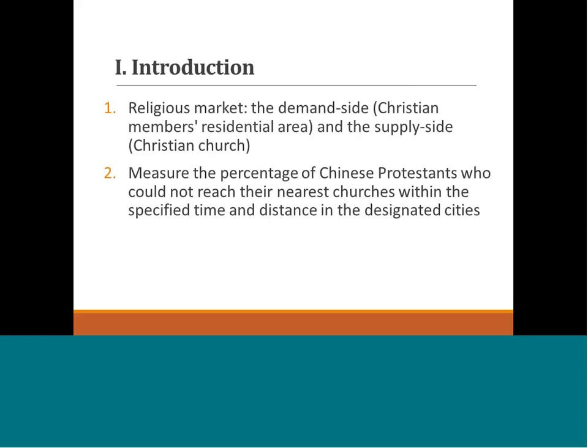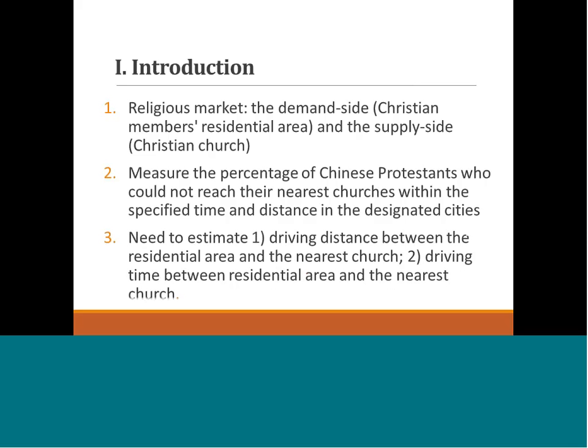Second, to study whether demand is oversupplied or supply exceeds demand in the Chinese Protestant market, we need to rely on spatial methods and GIS, Geographic Information System, to measure the percentage of Chinese Protestants who cannot reach their nearest churches within a specific time and distance in the designated cities. Today, we will show our research based on the 31 provincial capital cities in China. In doing so, we need to estimate, number 1, the driving distance between residential area and the nearest church, and number 2, the driving time between residential area and the nearest church. That's basically what we call space and time.